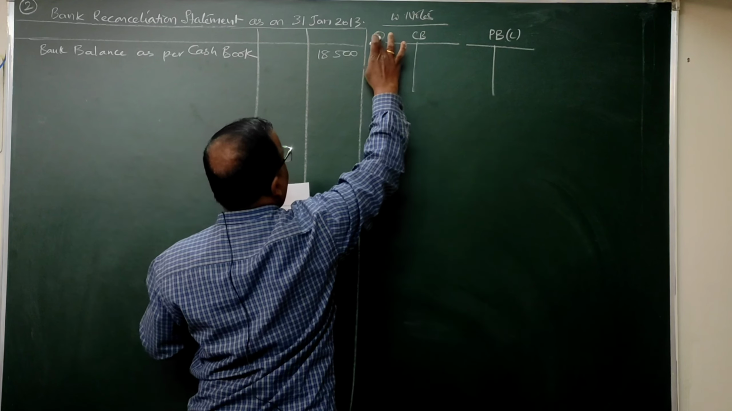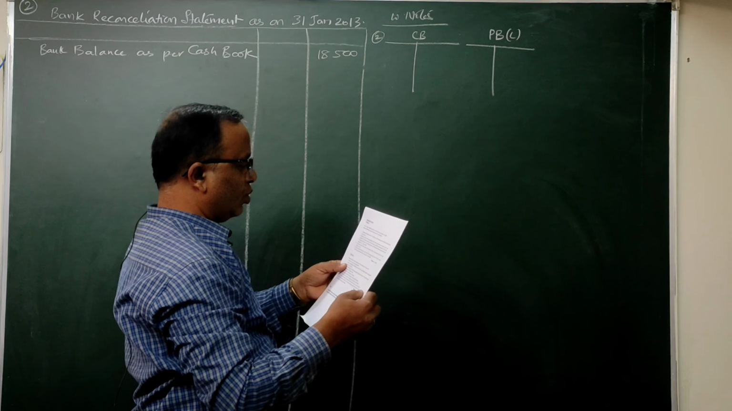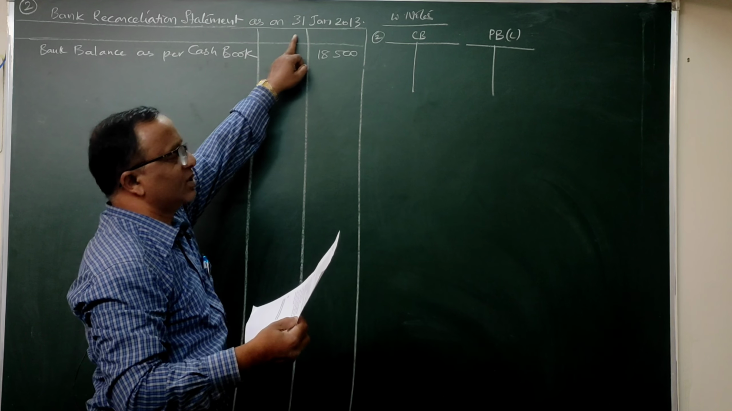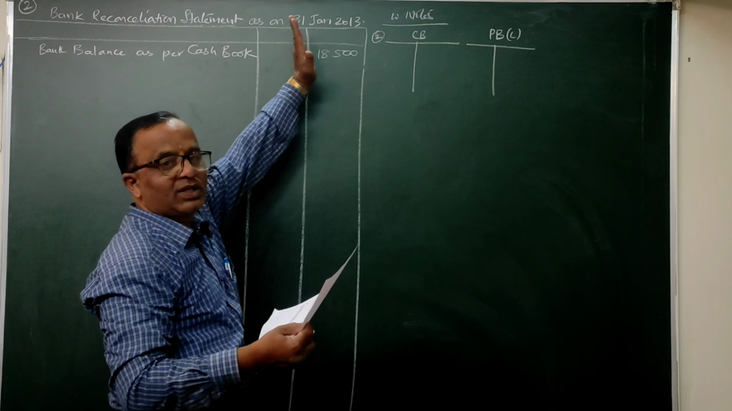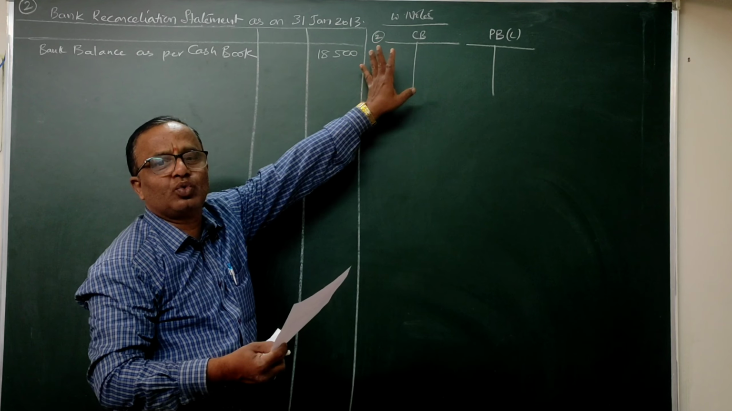See the second one. For the second one, we are doing the working note here. Checks amounting to 4,000 were issued on 28th January. Remember, we are doing this on 31st January. Before this date, what has happened? We are posting it as it is, as they are posted in those two accounts there.